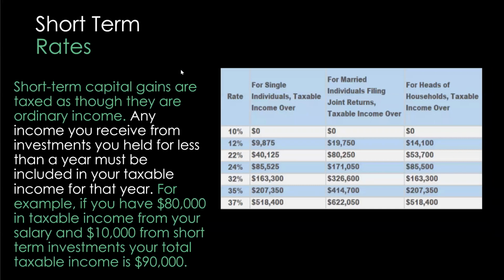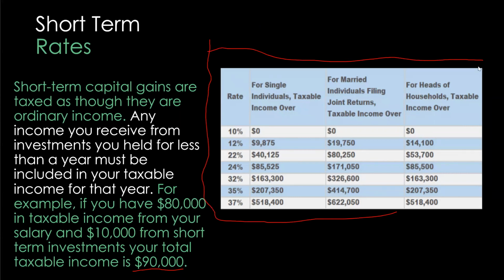Short-term rates, these are capital gains that are taxed as ordinary income. So any income you receive from your investments that are held for less than a year, aka every day trade, almost every swing trade, every premium sold, these are short-term capital gains. But if you made $80,000 that year from your salary and then $10,000 from selling premiums or getting money in the market, your total taxable income is now $90,000. So this is the bracket that I pulled up for 2021 for short-term gains.